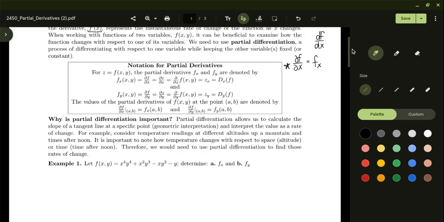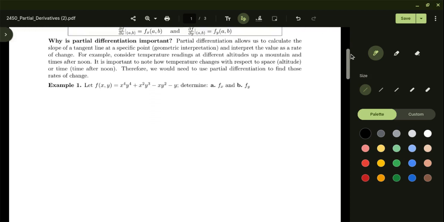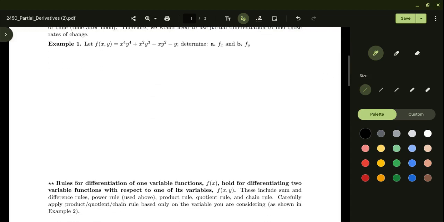So let's go ahead and find some partial derivatives with example 1. The function f of x, y equals x to the fourth power y to the fourth power, plus x squared y cubed, minus x y squared, minus y. We're asked to determine f sub x and f sub y.